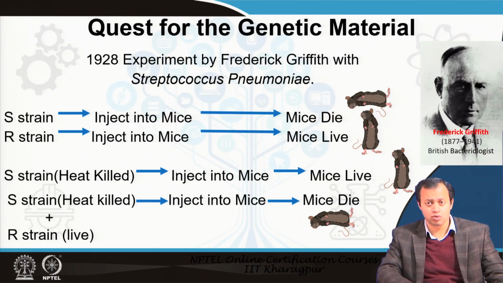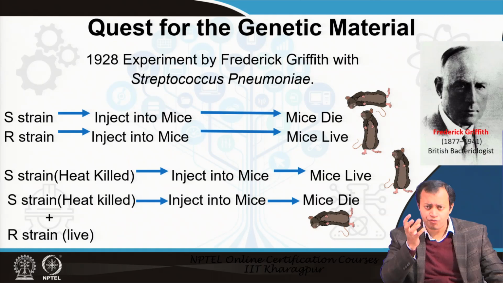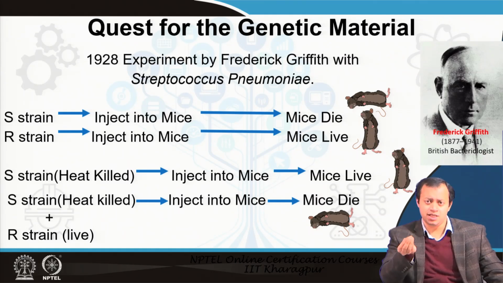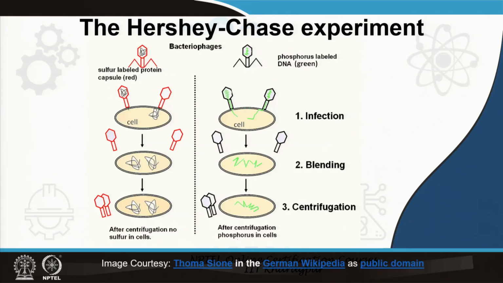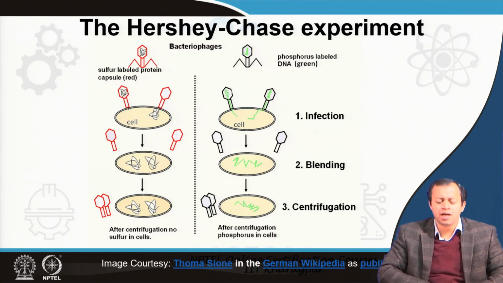Proteins can also somehow get extracted. We need a very conclusive proof that DNA is the material that is transforming, the material that is changing the R strain from benign to harmful. So, in 1933, I am forgetting the exact date, look it up, Alfred Hershey and Martha Chase did this very famous Hershey-Chase experiment.